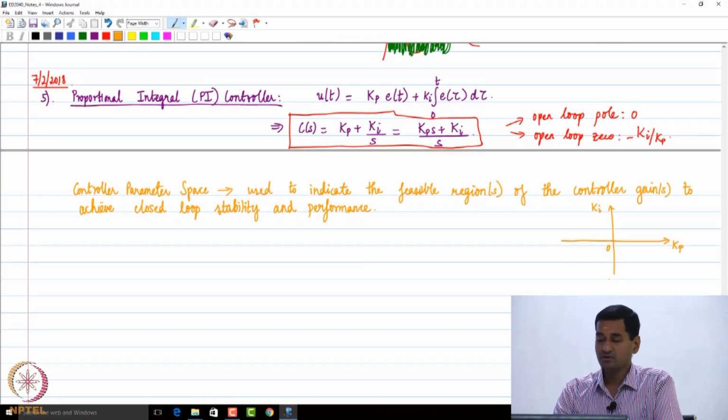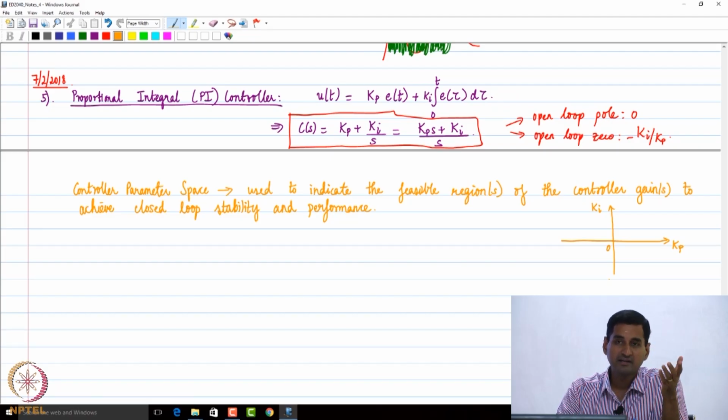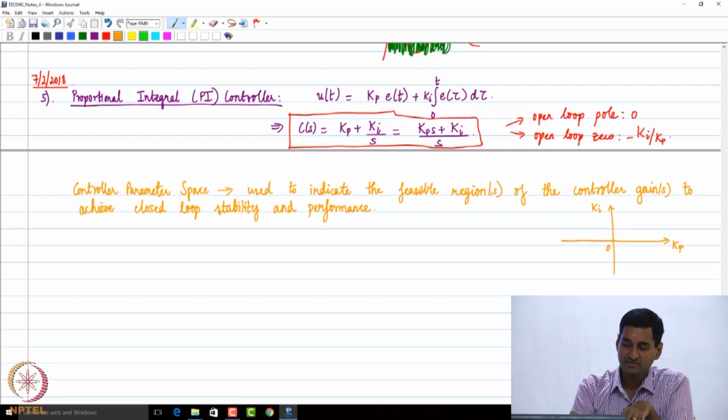Okay, so essentially this becomes a two-dimensional plot wherein we graphically represent all the feasible values of Kp and Ki that would achieve closed loop stability and performance. Okay, so that's something which we are going to do. That's what we call the controller parameter space.